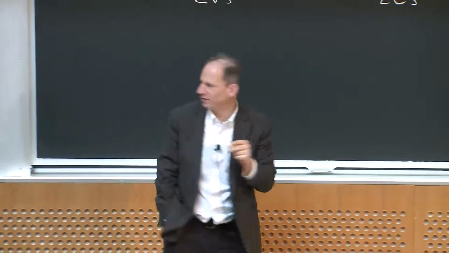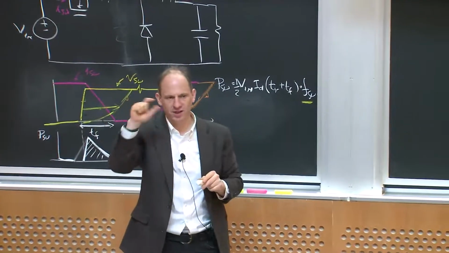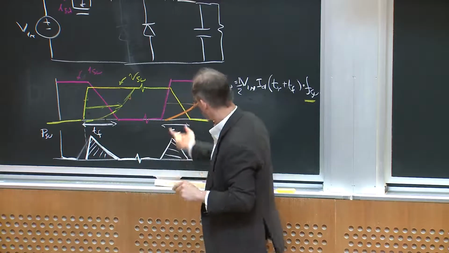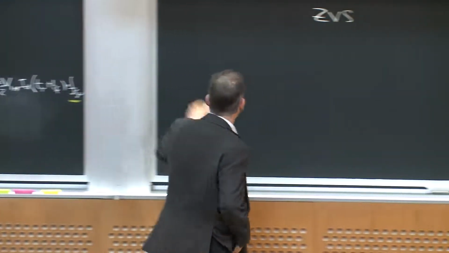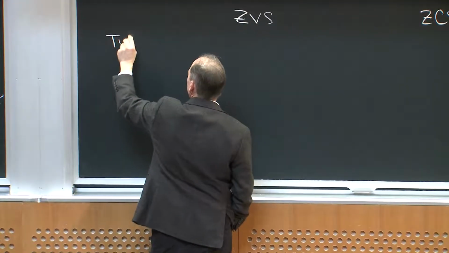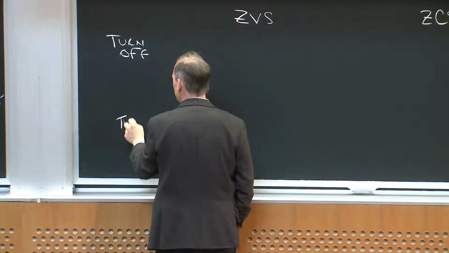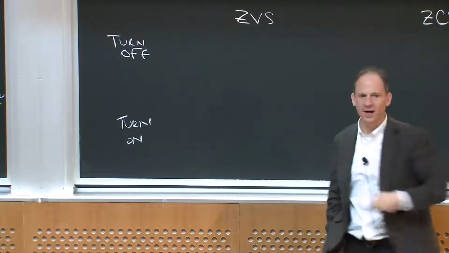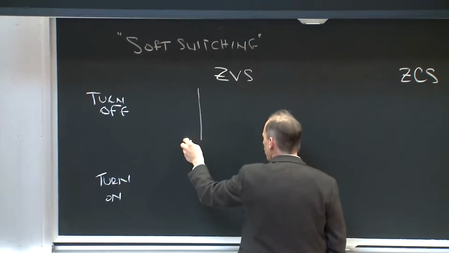If I think about a given switch, like here, the active switch, it has two transitions. It has a turn-on transition and a turn-off transition. I've got to think about both of those because both of them give me some loss. So I might think about turn-off, and I might think about turn on. Okay? So let's think about these four possibilities. What is ZVS turn off?